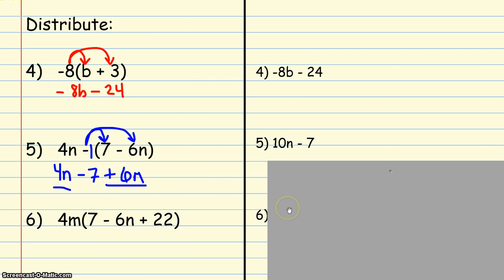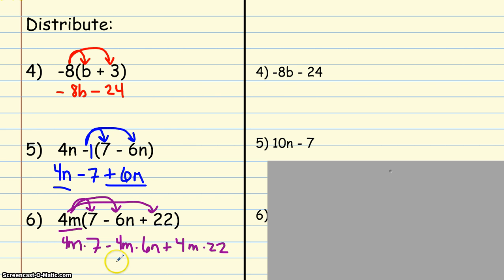Moving on to number 6, we have 4m times the quantity of 7 minus 6n plus 22. We have this 4m that's right next to the parentheses, so this time we're going to distribute a number and the variable. So 4m times 7. Let me break this one down. 4m times 7. Then we're going to do 4m times negative 6n. And we've got our plus 4m times 22. We got to multiply to everything in the parentheses.